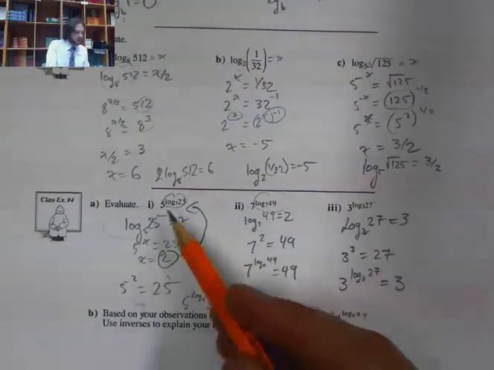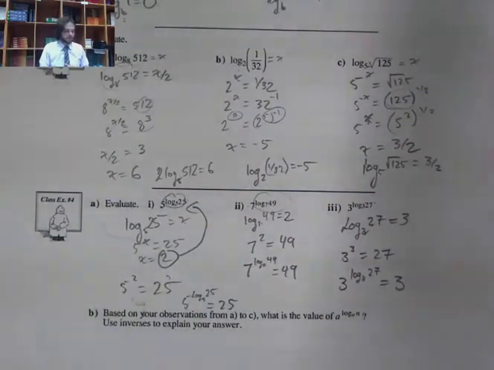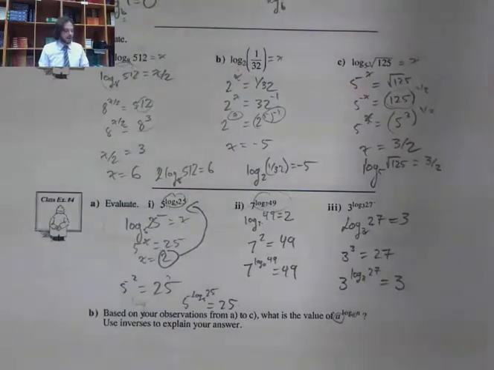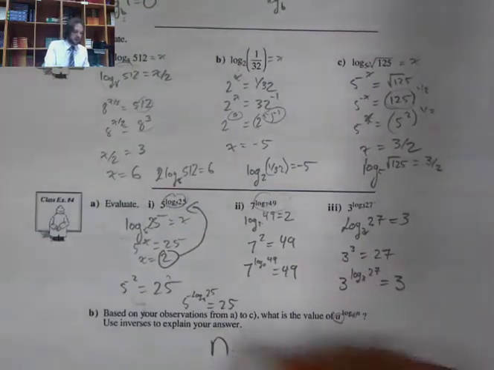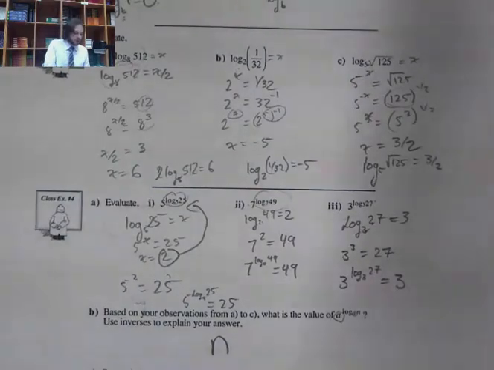So what did we notice here? If I notice, all of these bases are the same as the base of my log. So when I have a to the power of, and I have log, and the base of the log is that same a, my answer is always going to be n. It's always that n value. So determine log base a of a to the n. Well, how do I do that one? Let's try this out here.